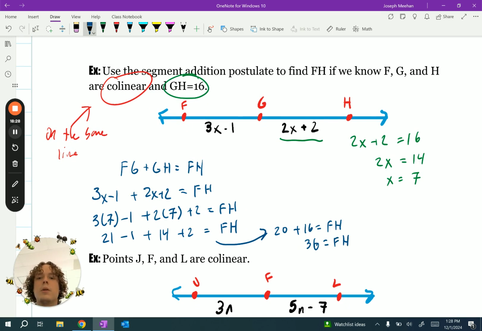36 equals FH. So I think the best way to do any segment addition problem is to write out the segment addition postulate first, and from there you can plug in the values that we know, even if they're variables, just plug them in, and then use the information that's given to you, which is what they gave us, all right?